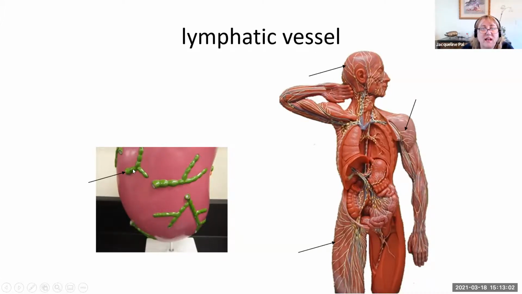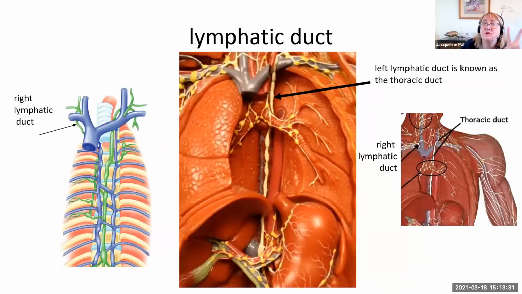On this model of a lymph node, which is this purplish bean-shaped structure, you can see these green structures, and these are the afferent lymphatic vessels bringing lymph to the lymph node, and exiting the lymph node on the other side, you would have little efferent lymph vessels. Then all of these little lymph vessels in one area are going to merge together, and those are going to merge together, and eventually, before the clean lymph gets dumped into the bloodstream, it's going to go into one of two lymphatic ducts.